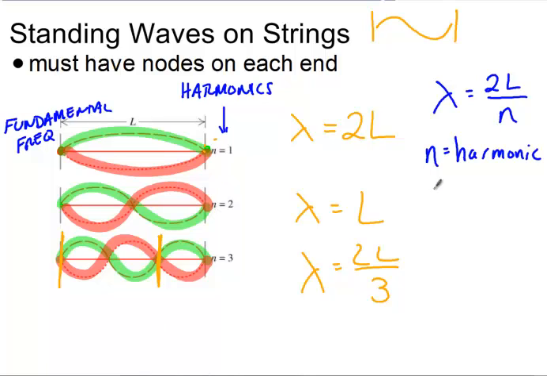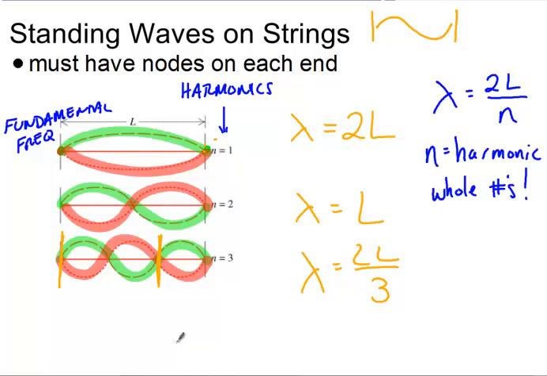Harmonic numbers are whole numbers. Whole numbers. You cannot have half of a harmonic. Okay? Harmonics are whole numbers. Okay? So that's how we would get the wavelength from that.